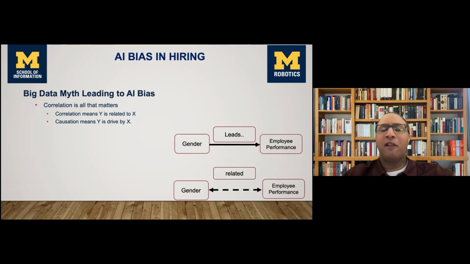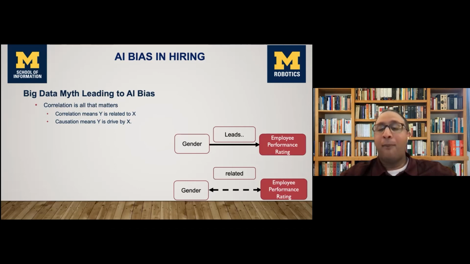Let's talk about how they could be related, right? You could say, well, men perform better than women. Not so fast. Let's look at this. First of all, employee performance is a performance rating. We tend to think of employee performance as an objective number. It actually isn't. It's a score that you're given, so it's very much a social construct.